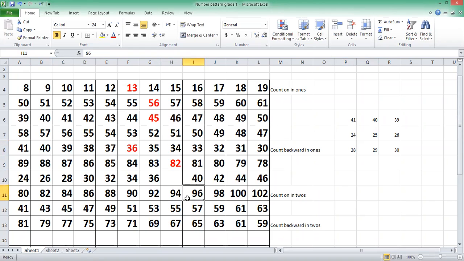If I ask you, what will come after 36? Can you tell me, guys? Those who are saying 37, they are wrong. Check the pattern and tell me again.